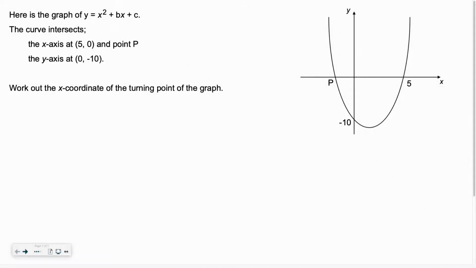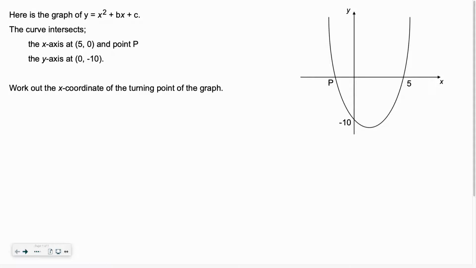Okay, so in this video we're going to be working through an exam question that was sent in by a student. It says, here is the graph of y equals x squared plus bx plus c, and we've got a demonstration of that graph here. We've got an x-intercept at (5, 0) and p, so we've got p here and 5 here, and we've got a y-axis intercept at (0, -10), so we've got the y-intercept there at -10.